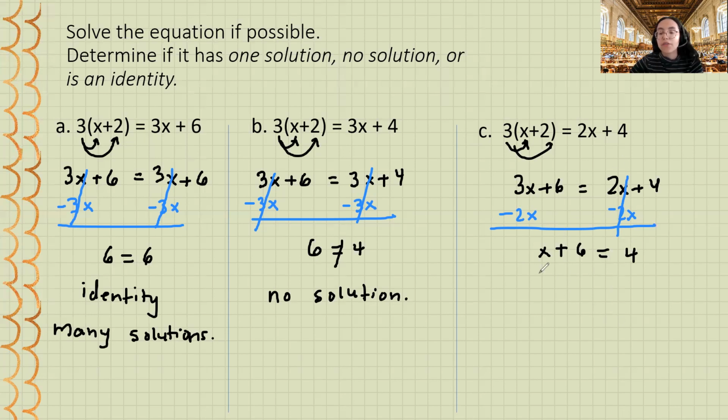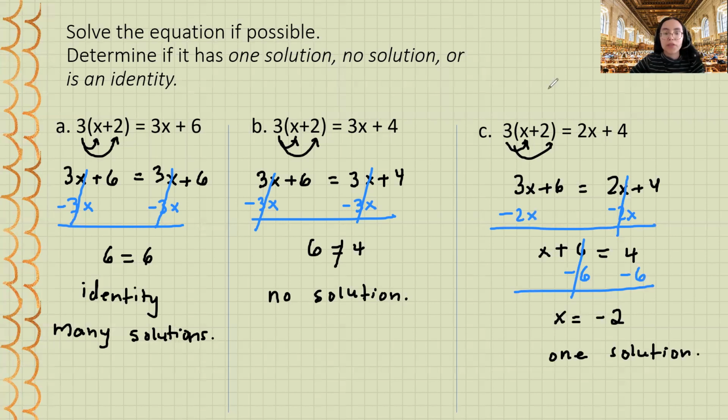Now I can solve for x by subtracting 6 from both sides. And I am left with x is equal to negative 2. So this means that there is one solution for this equation. Okay. Hopefully you've learned something new today about the different kinds of solutions, the different number of solutions that an equation can have, an identity equation, or situations where we have no solutions. And what we've seen is when there is only one solution. So let's continue.